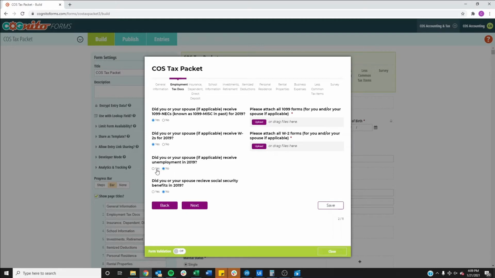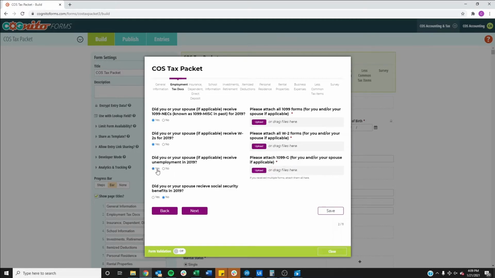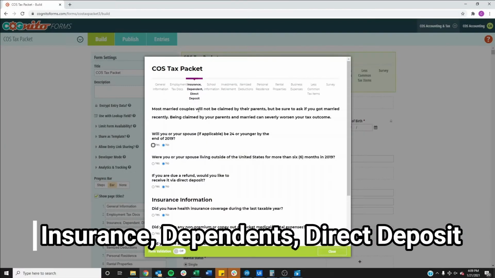If you received any unemployment or if you received a state tax refund, they'll issue you a 1099-G, and this is where you'll attach that. And then if you received any Social Security benefits, where you receive an SSA 1099, this is where you'll attach that. This section covers insurance, dependency, direct deposit information.